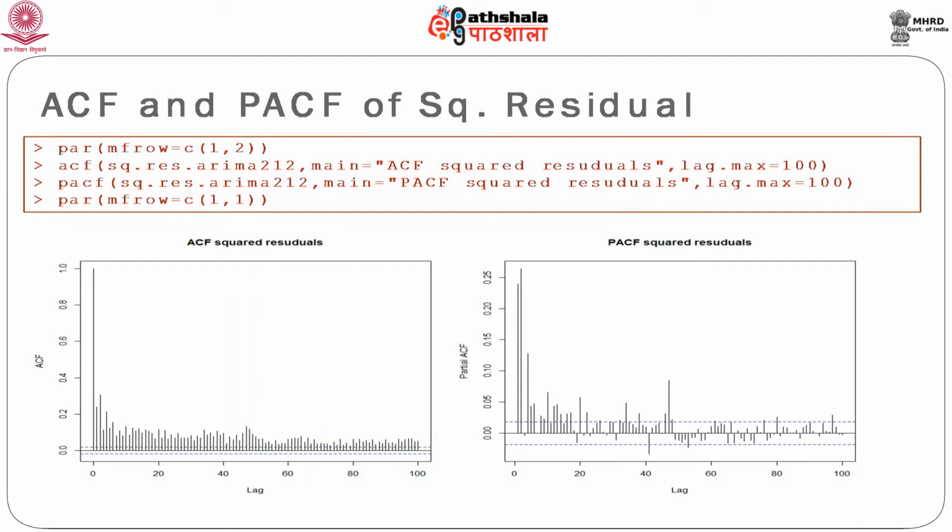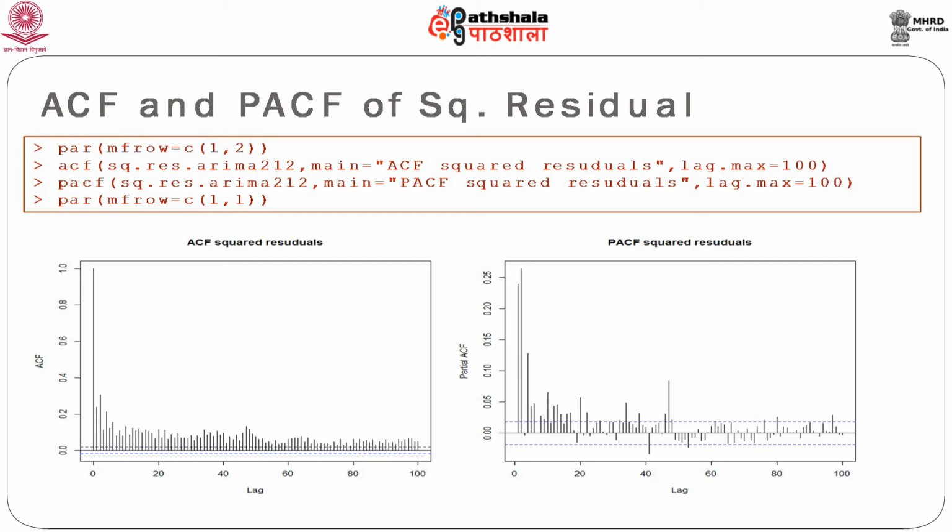So ACF and PACF of the square residuals will help to identify the order of the ARCH model. For that, I wanted to plot both ACF and PACF together in one plot, so I use the par function, where mfrow equals c(1, 2). That means it would be one row but two columns, two plots: one in the left panel and another in the right panel. This way, this function will create the ACF and PACF plots of the square residuals.